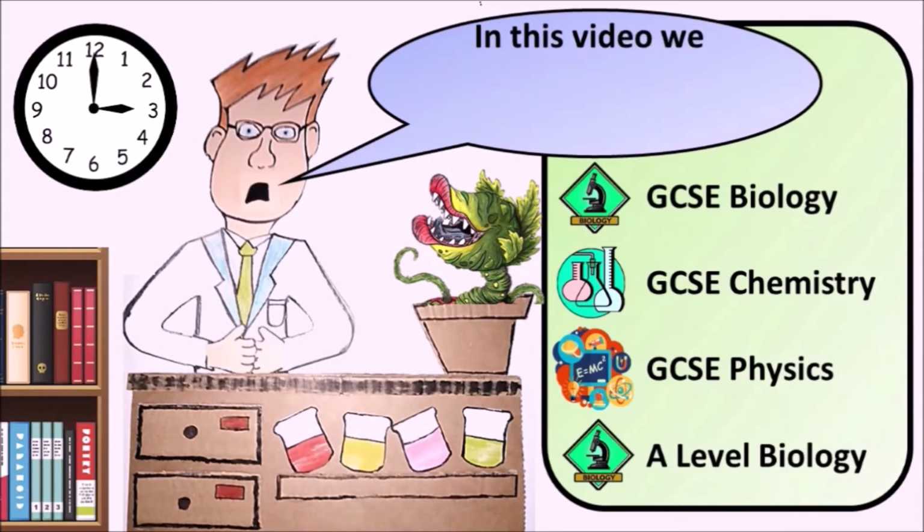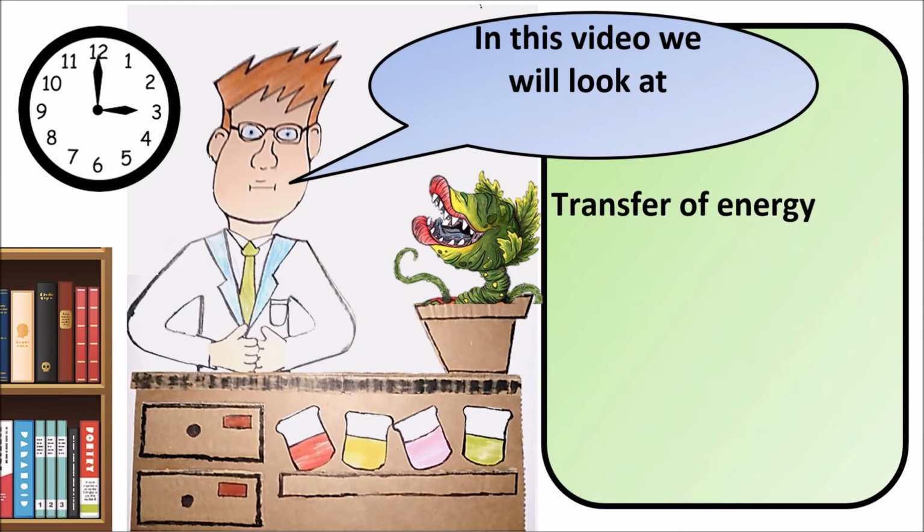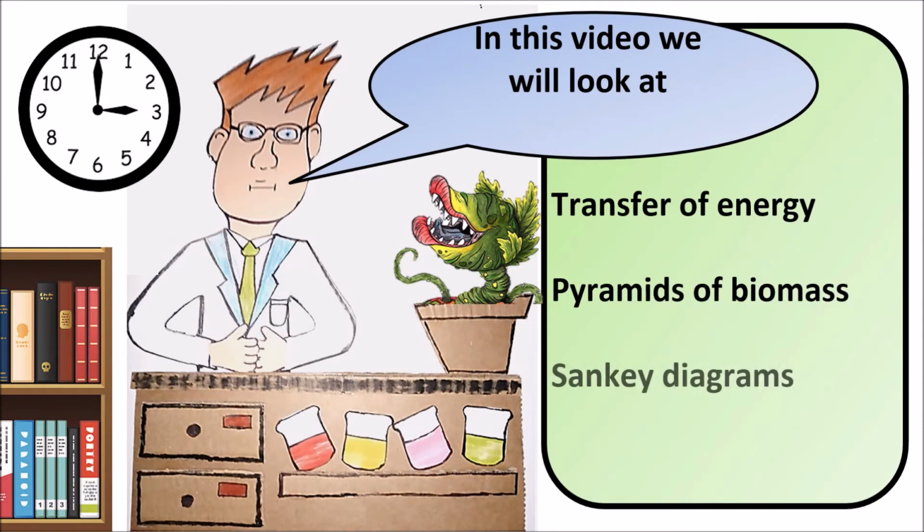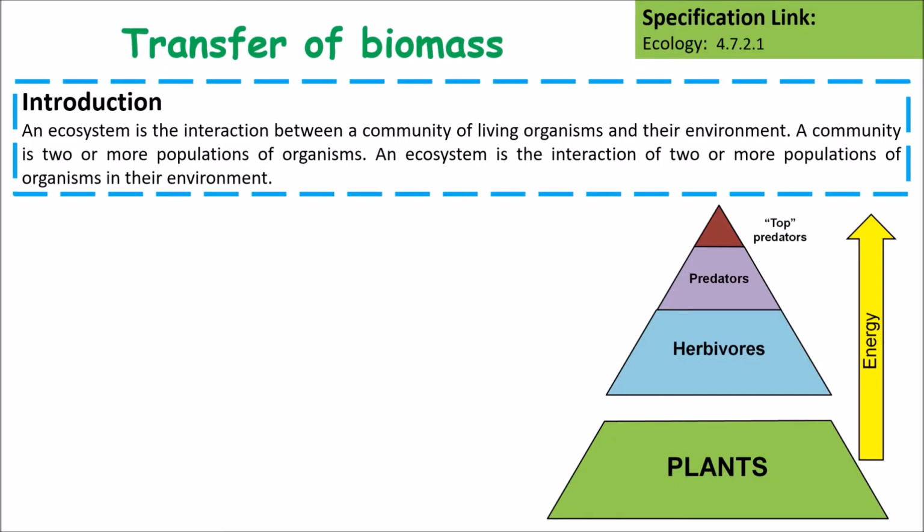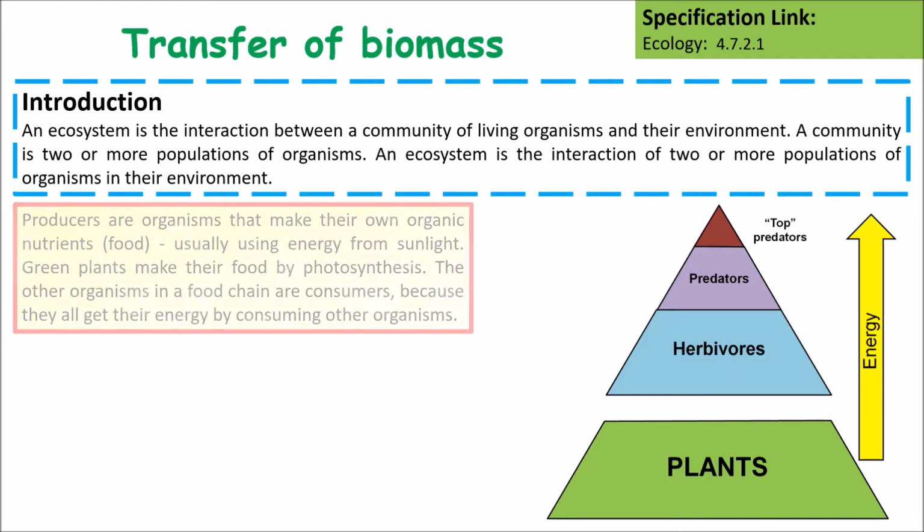In this video, we will look at the transfer of energy, pyramids of biomass, and Sankey diagrams. So, just to recap on a few bits before we look at the transfer of biomass. An ecosystem is the interaction between a community of living organisms and their environment. A community is two or more organisms. An ecosystem is the interaction of two or more populations within this environment.